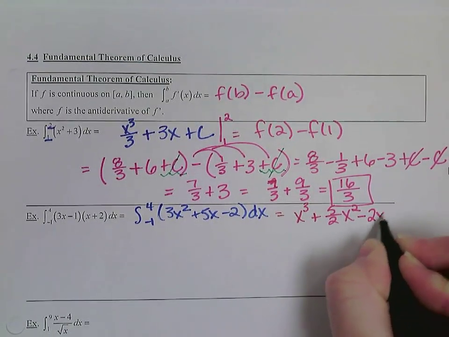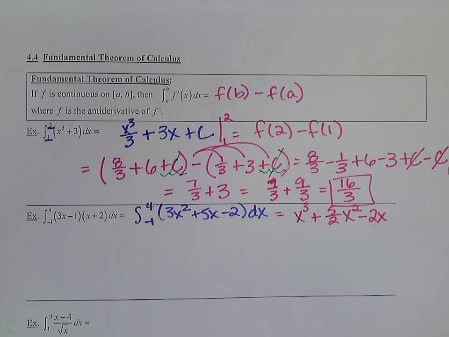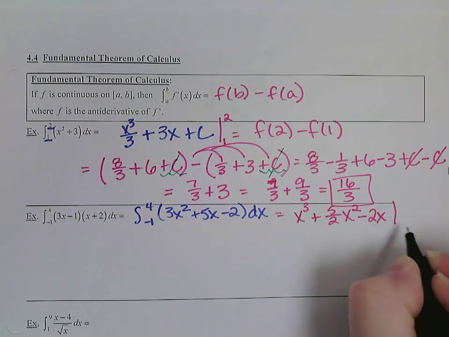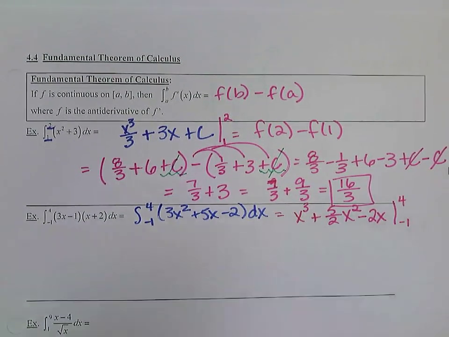And if we were doing an indefinite integral, we'd definitely put the plus c. But since we are going to evaluate that from x equals -1 to x equals 4, we don't have to put it because when we subtract, the constant of integration is going to go away anyway.